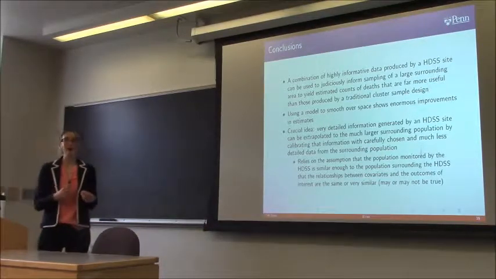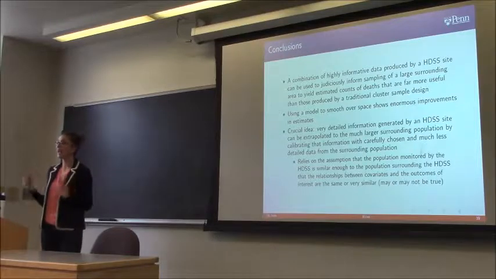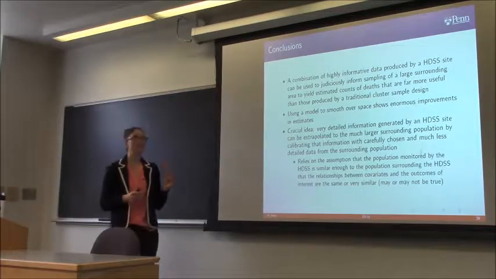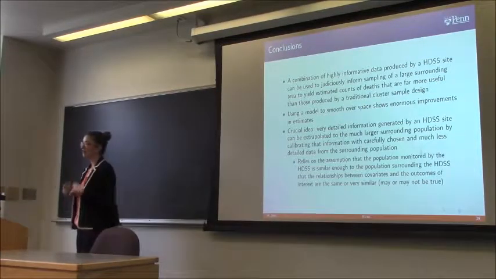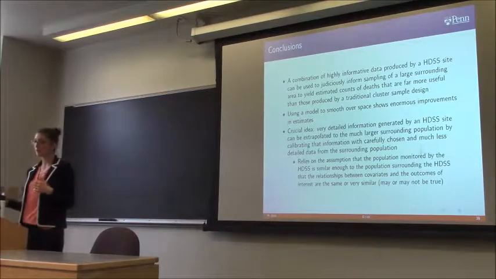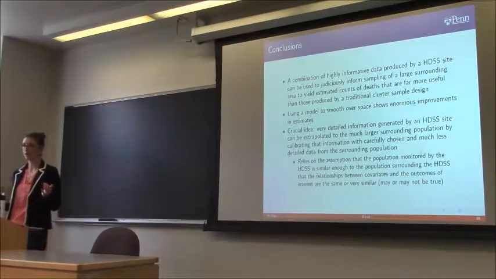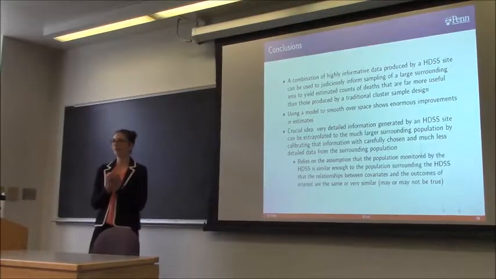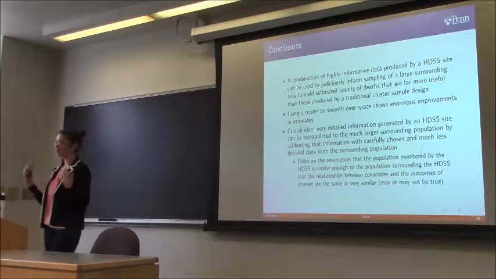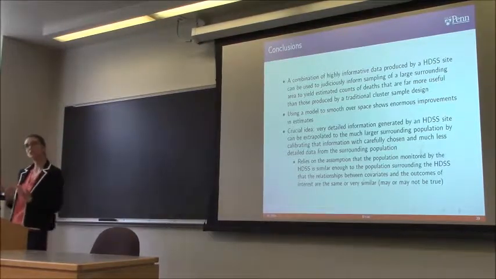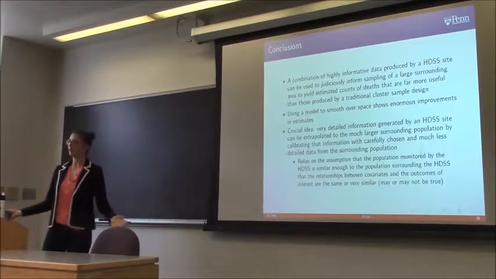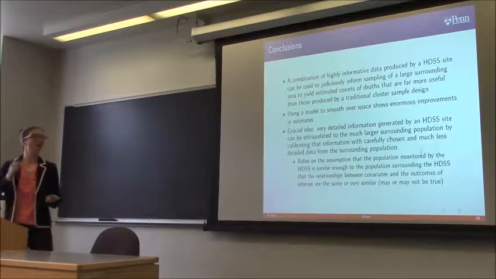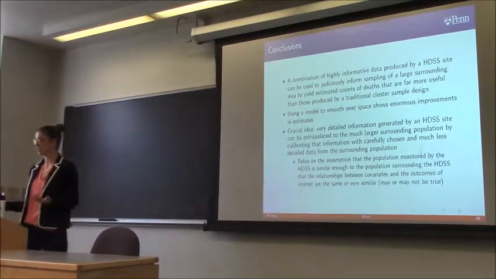And further, if we combine that with a model that smooths over space, we're doing a heck of a lot better. But the crucial idea here is that the very detailed information collected from our HDSS site can be extrapolated meaningfully to the larger surrounding area. And what that really means is that the population being monitored by the HDSS site has to be similar or representative in some way in terms of the relationships being studied to the surrounding area. That might be true, but it might not also be true depending on the situation that you're studying.